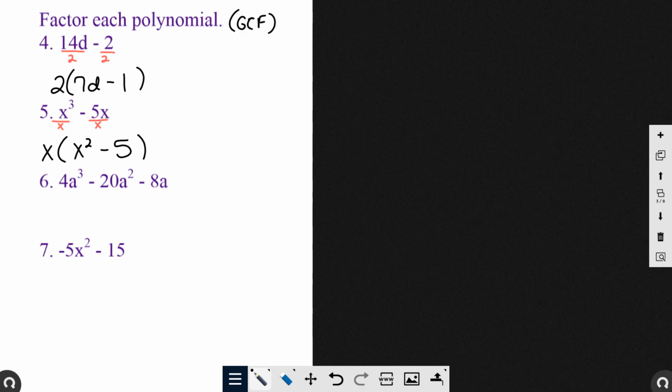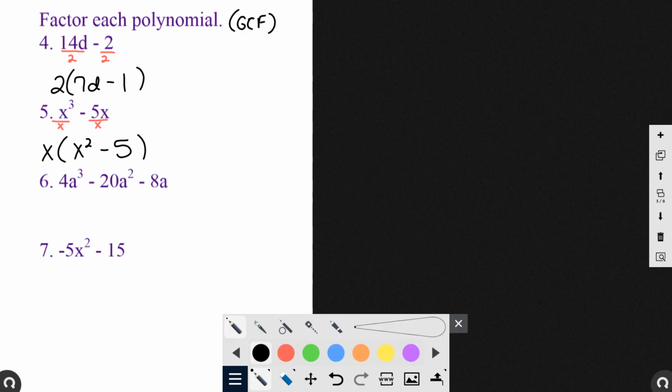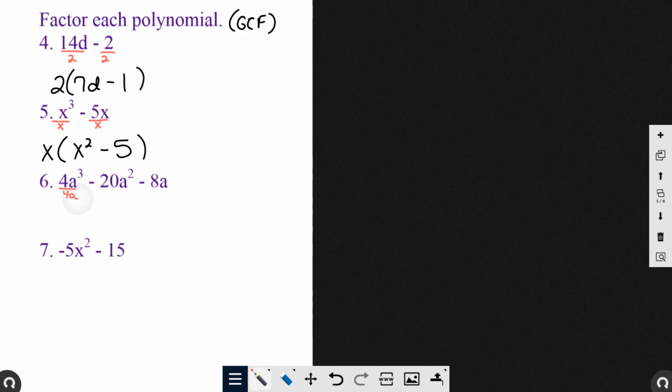Now, start with your whole numbers first. We got 4, 20, and 8. What's the GCF? 4. Is there also a variable? Yep, you could say 4a. So I'm going to divide every term by 4a. And then I put that in front of my parentheses. And I divide it out. So what's my first term in my parentheses? Good. A squared. That's right, because a power over a power, we subtract the a's down there at the end, cancel out.